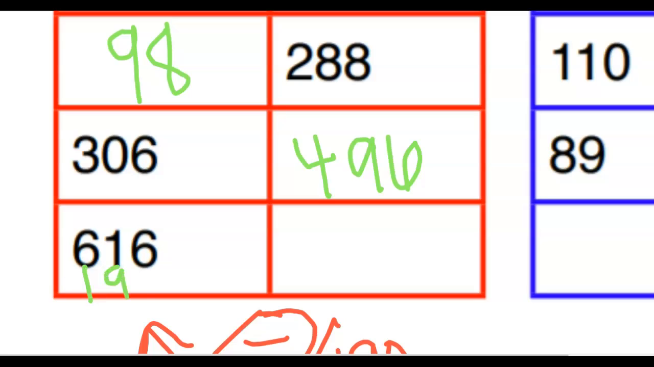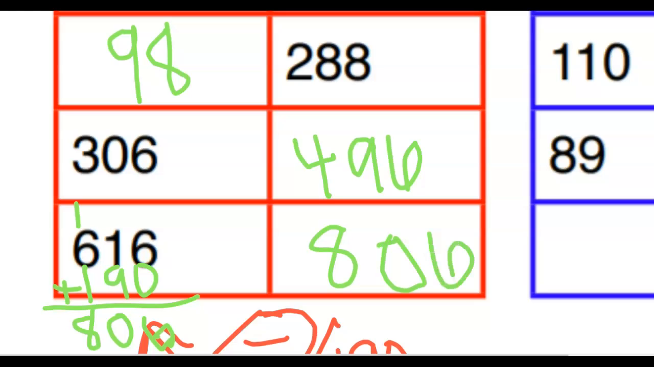Add 190. 6 plus 0 is 6. 1 plus 9 is 10. Drop 1 on the floor, bring the other next door. 1 plus 6 is 7. Plus 1 is 8. 806. This is the last one we will do together.